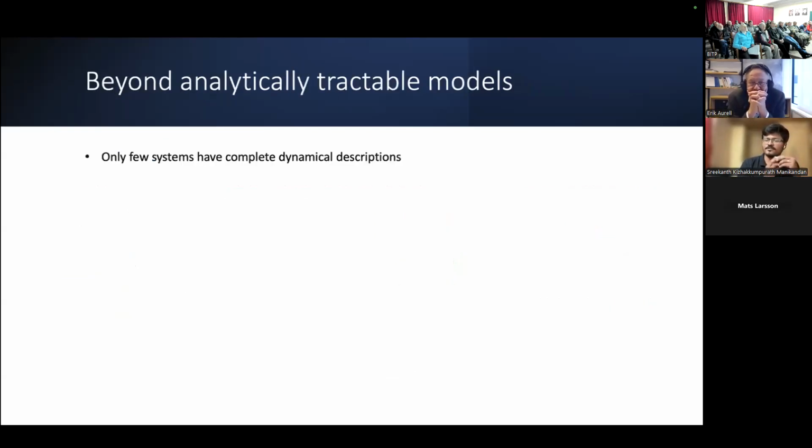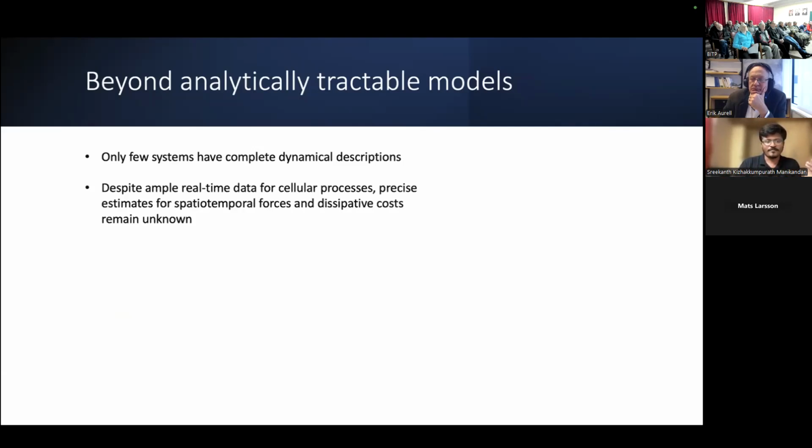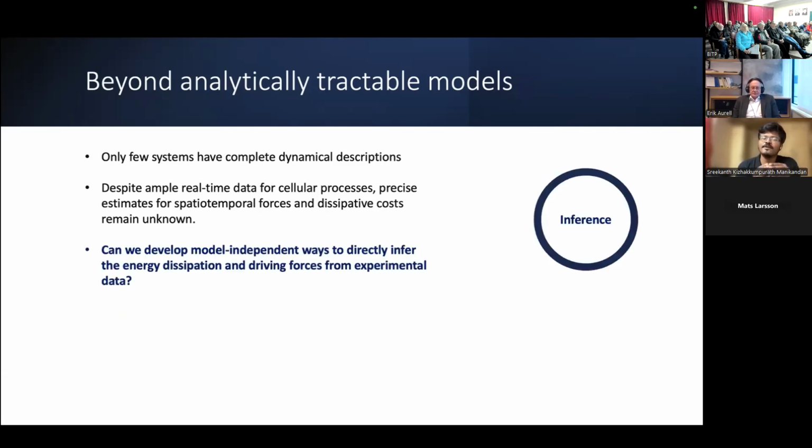The challenge is, you want to go beyond analytically tractable models. The colloidal system that I showed you is an analytically tractable model, and I want to go beyond that. The challenge is that only very few systems have completely known dynamical descriptions, an equation describing their motion, basically. For example, for cellular processes like cell division, we have a lot of experimental data nowadays. But despite this, precise estimates of spatiotemporal forces or dissipative costs are largely unknown. So that is the inference problem. Can we develop model-independent ways to directly infer the energy dissipation and driving forces from experimental data?